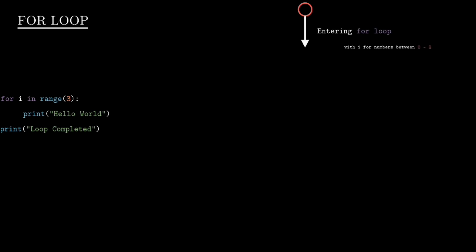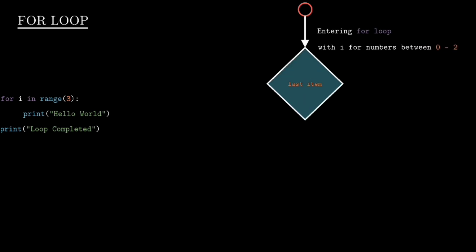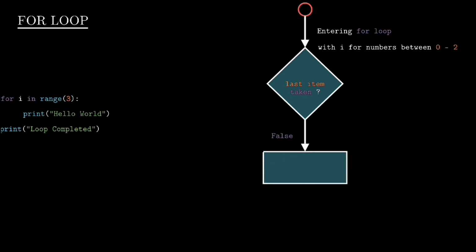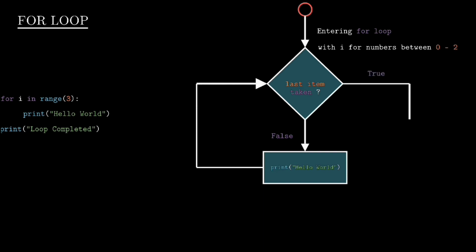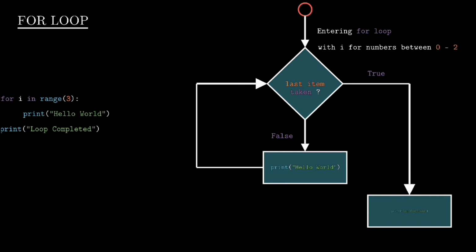So let's see this in animation. On the left, we have a for loop to print hello world 3 times. After printing it 3 times, we print loop completed. On the right, we have the flow chart that shows the flow control of the code on the left. In the decision block of the flow chart, that's the diamond shape, we are checking if we've picked the last item generated by the range function. If that is false, we go down and print hello world, and go back up and check again if we have picked the last item.